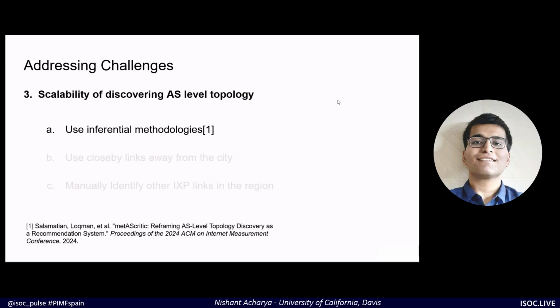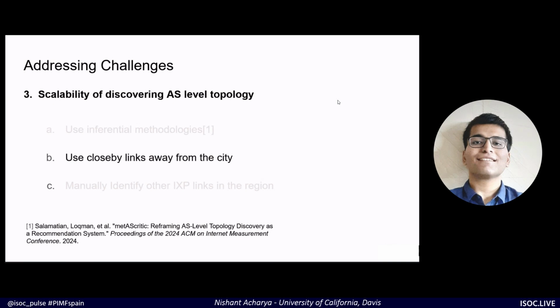The third challenge, as I mentioned, is the scalability of discovering AS level topologies. And there's a three-point approach to this. The first approach is to use inferential methodologies. Mainly, we use MetAScritic introduced by Lokman and others. The central idea behind MetAScritic is that ASes are operated by businesses, and links between ASes are a business decision. And similar businesses in a similar geographical location have a higher probability of making similar business decisions. So through this process, we were able to identify links without relying overtly on active measurement.